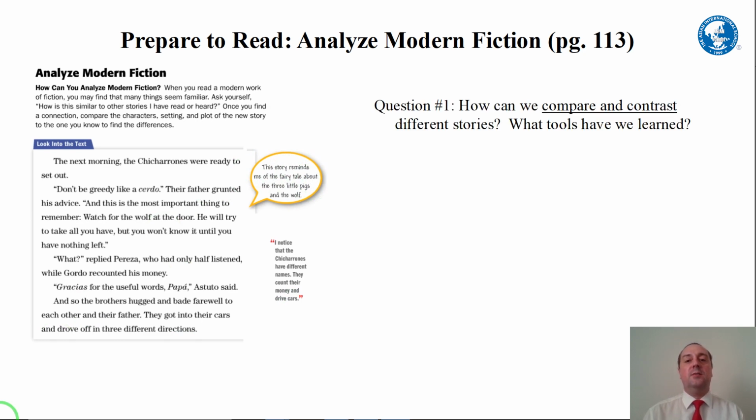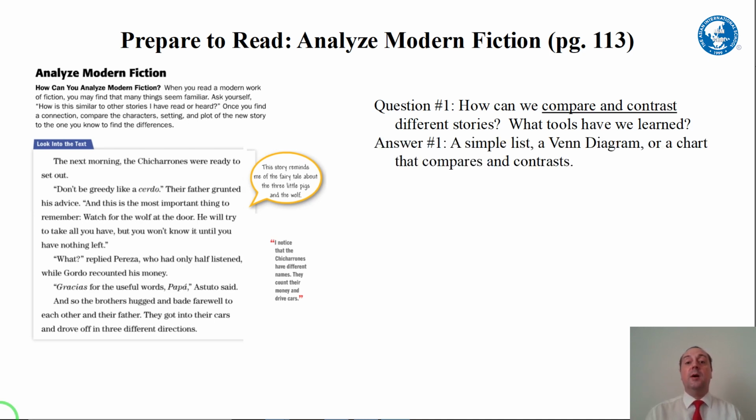So here's a question for you. We've talked in the last 3 lessons about compare and contrast. So how can we compare and contrast different stories? What tools have we learned to use? Well, we've talked about a simple list. We used a Venn diagram, and we used a chart that compares and contrasts.